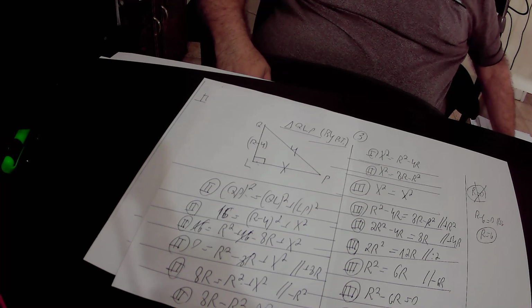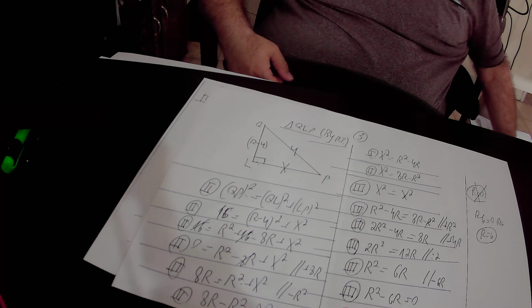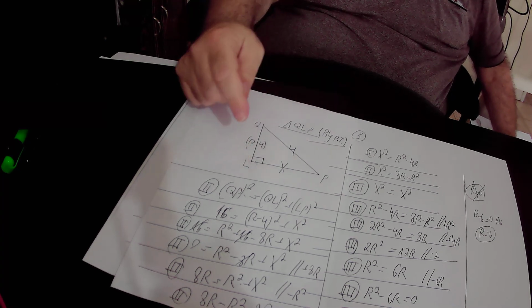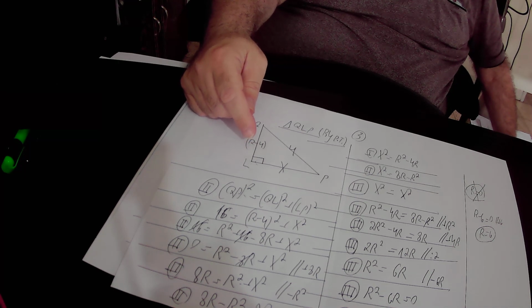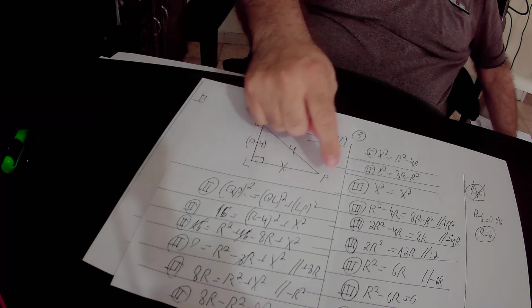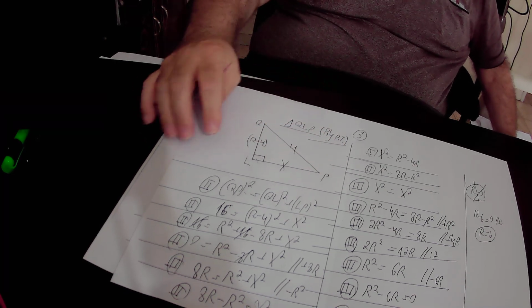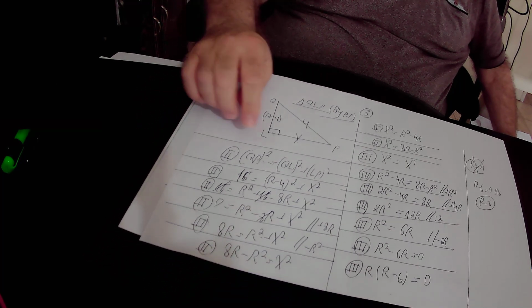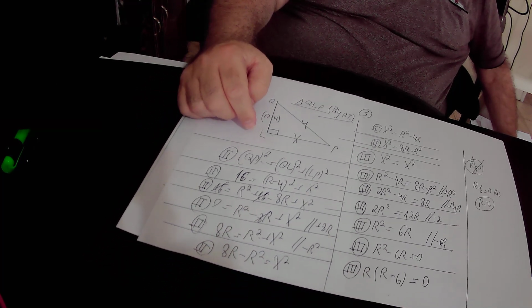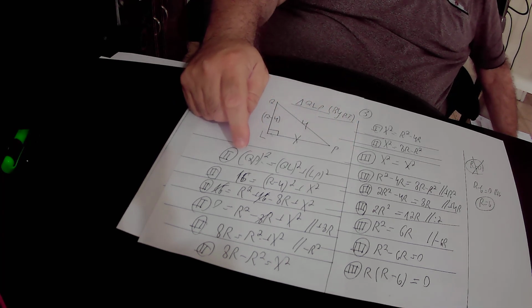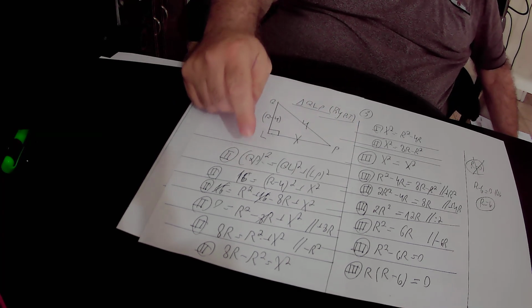According to the Pythagoras theorem, the square of the hypotenuse equals the sum of the squares of the perpendiculars. The hypotenuse is QP, so the square of the hypotenuse is QP squared. It must be equal to QL square plus LP square. The hypotenuse QP is 4, so QP square is 4 squared, that is 16.